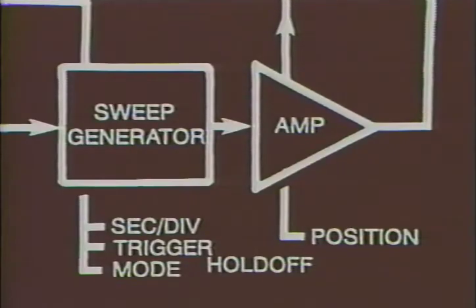The horizontal system components consist of the sweep generator and the horizontal amplifier. The sweep generator produces a sawtooth waveform that is processed by an amplifier and applied to the horizontal deflection plates of the CRT.